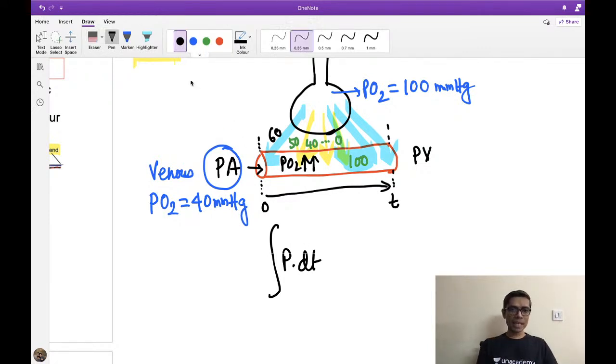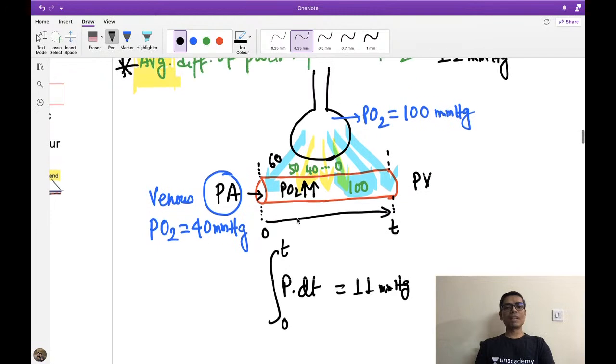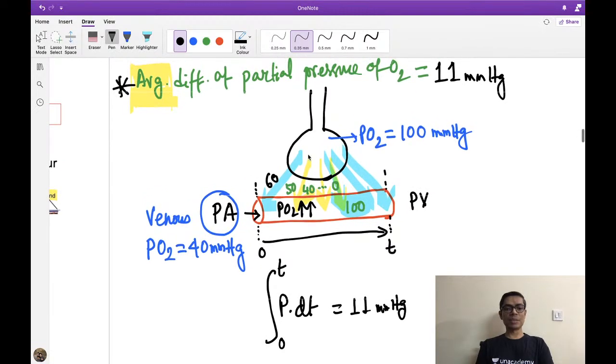So if I now take from this 0 up to this T point the pressure difference P with respect to dt, that is the integrated pressure, this will be around 11 millimeter of mercury. This will not be 60, because 60 is at the beginning, but pressure is dropping continuously. Because of the drop of pressure, if the question is what is the average partial pressure difference between this alveoli and capillary, the answer is 11 millimeter of mercury.